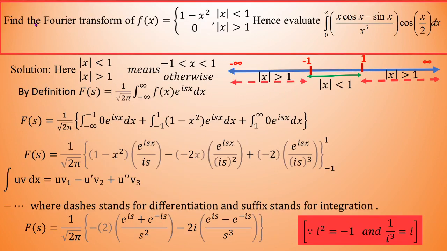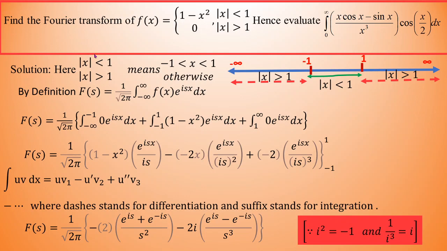Find the Fourier transform of f of x is equal to 1 minus x square in the interval mod of x less than 1, and 0 when mod x is greater than 1. Hence, evaluate this integral. So this problem consists of two parts. First is to find out the Fourier transform for this given function and then to evaluate the value of the integral. So let's see how it can be done.